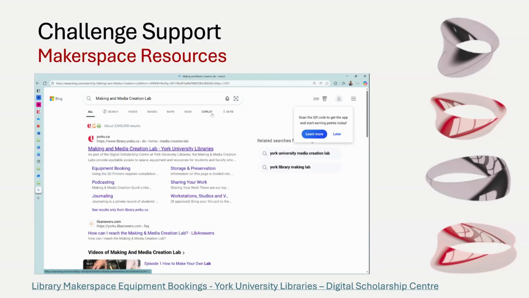But this gives a great overview of all the different spaces and resources we have in our makerspace, everything from Arduinos to 3D printers, laser cutters, sewing machines, CNC mills. I feel like I'm missing other things, but certainly our website is very comprehensive and has a lot of really great resources that we don't think students necessarily know about, but encourage them to take a look at.